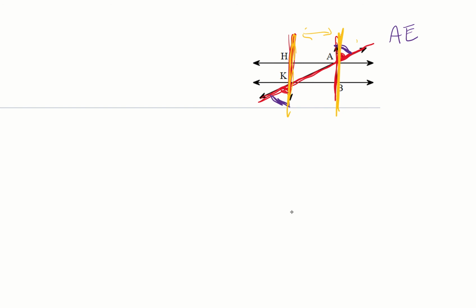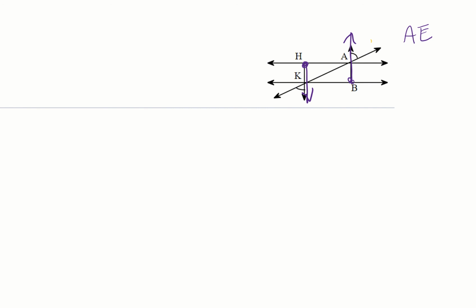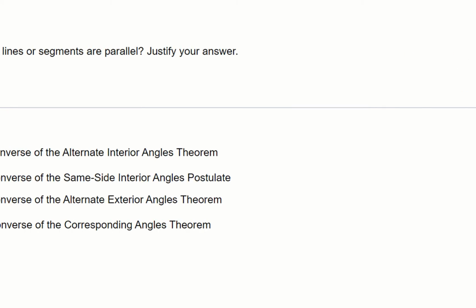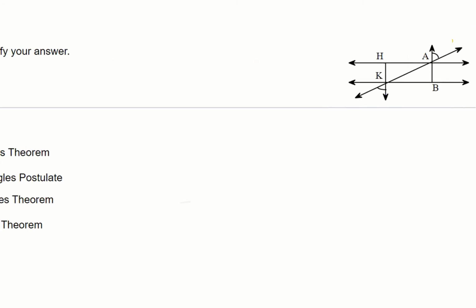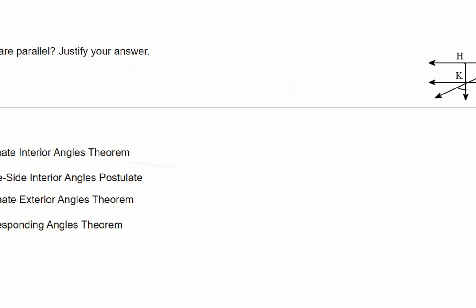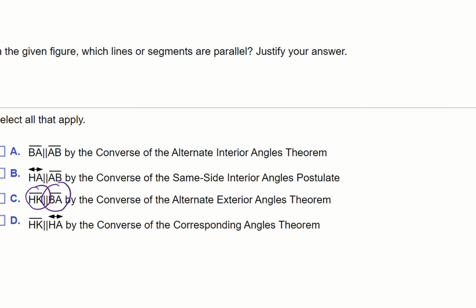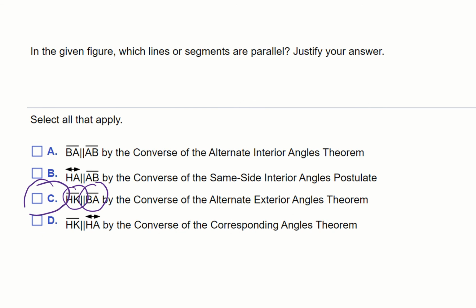And so that means that the orange lines are parallel, which means that I guess you could say HK is parallel to AB in our example. And so those are rays, notice, but we're not concerned with that. What we want to know is, okay, which ones are parallel? Well, according to this, we want something to do with HK and something to do with AB or BA. So we're looking at those two examples. So it's saying that those two line segments are parallel by the converse of the alternate exterior angles theorem. So we're looking at C.